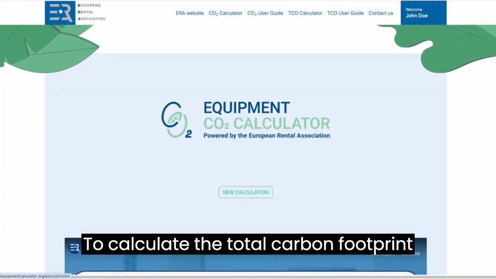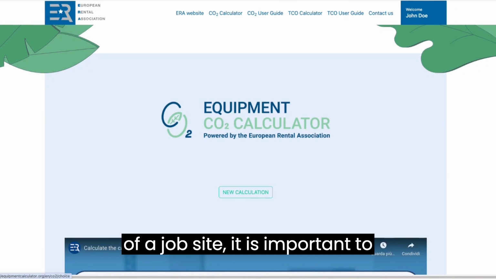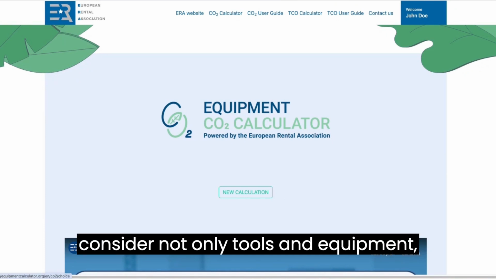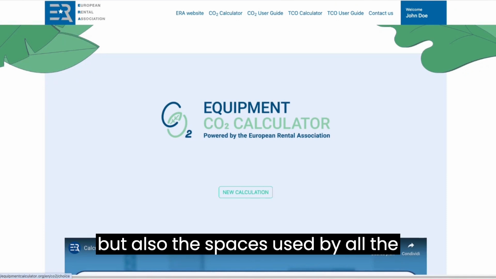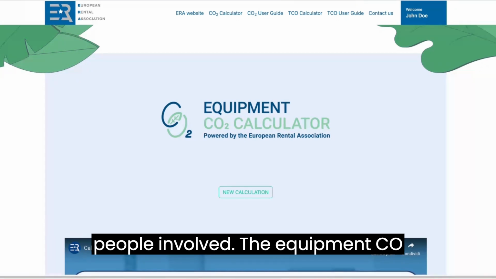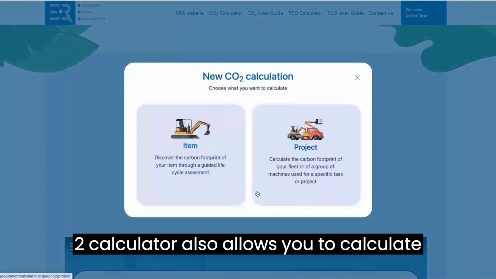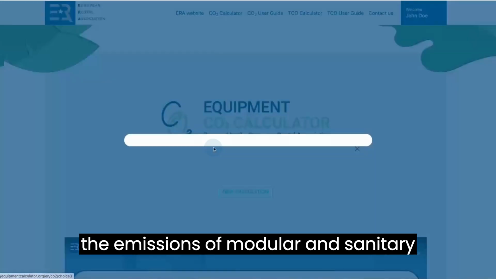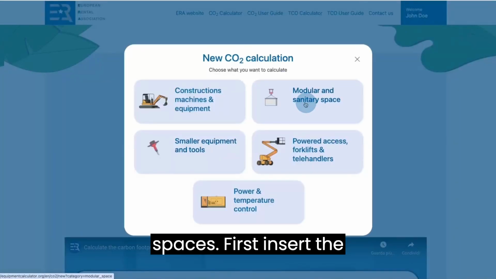To calculate the total carbon footprint of a job site, it is important to consider not only tools and equipment, but also the spaces used by all the people involved. The equipment CO2 calculator also allows you to calculate the emissions of modular and sanitary spaces.